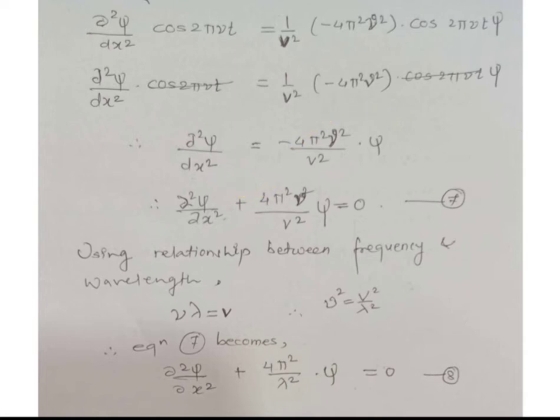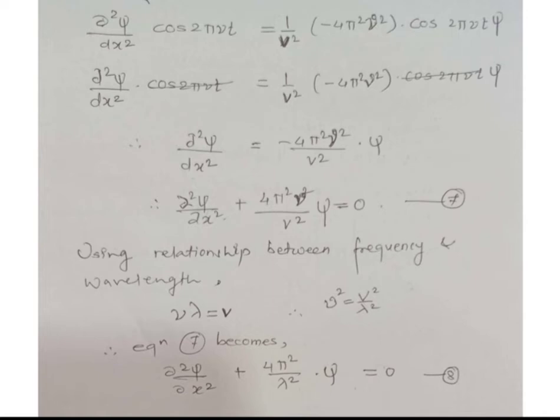∂²ψ/∂x² + (4π²ν²/v²)ψ = 0. Here v is the velocity and ν is the frequency. Now by using the relationship between the frequency and the wavelength, νλ = v, where v is the velocity, which is equal to frequency times wavelength. So simply we can write ν = v/λ.